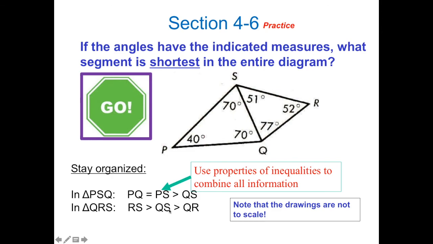So by the transitive property of inequalities, PS is greater than QS and QS is greater than QR. Therefore, we can conclude that PS is also greater than QR. And PQ, because it's greater than QS and QS is greater than QR, by a property of inequalities, we know that PQ is greater than QR. So that means this side and this side of this triangle are still larger than this side of this triangle over here.